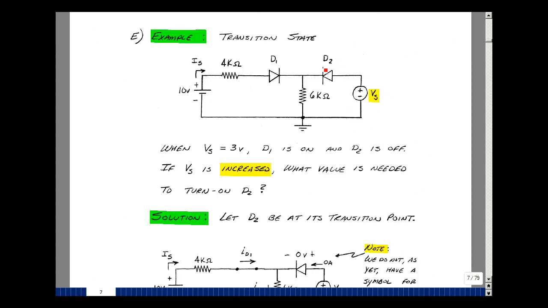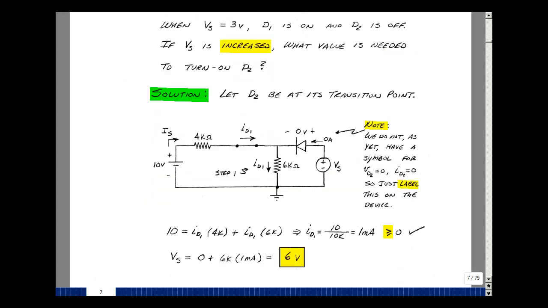Let's put diode 2 from its state of being off to the transition of just going from off to on. Now that means that the voltage across it is 0 and the current through it is 0. We don't have a symbol for that in our circuits course so far, so we're just going to label it on the drawing. Now what we've done is we've gone from a case where I had no current here before, and now I'm going to have no voltage. So I'm actually over-specifying the circuit. I need to back off on one variable, whether it's a resistance value or a voltage. Here it's V sub S. If I don't do that, I'll get an inconsistent set of results or no results.